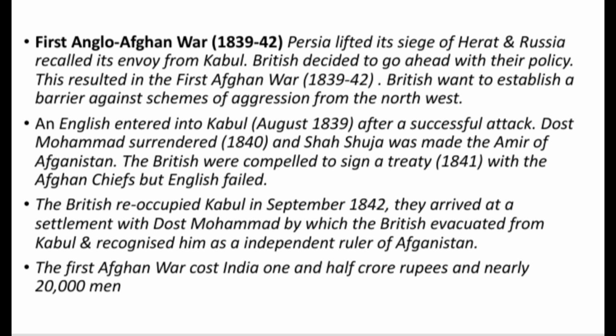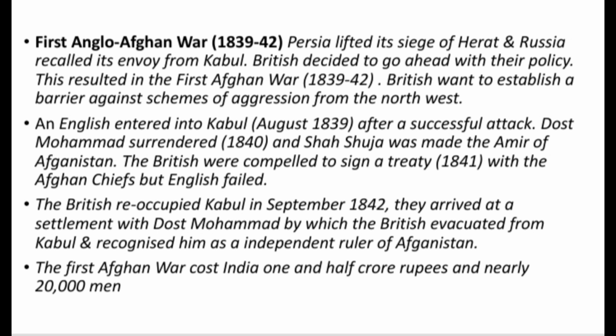From the northwest, the English army entered triumphantly into Kabul after the successful attack in August 1839, and most of the tribes had already been won over by bribes. Dost Muhammad surrendered in 1840, and Shah Shuja was made the Emir of Afghanistan. But Shah Shuja was unacceptable to the Afghans.